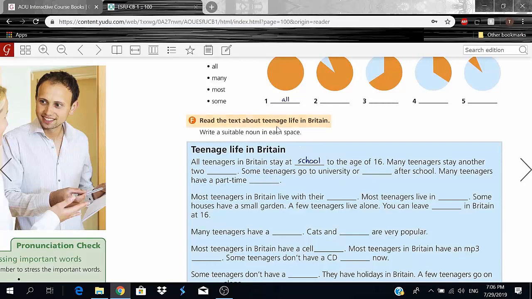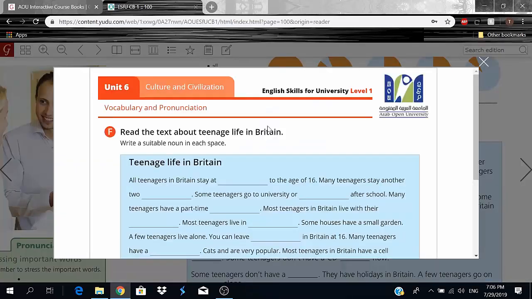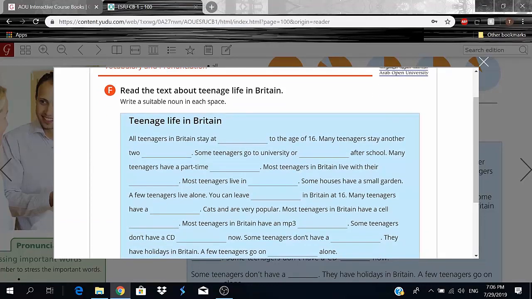So read the text about teenage life in Britain. Write a suitable noun in each space. Okay, so let's actually open this and read it together. And we'll just write the nouns down as we go. So we have all teenagers in Britain dash or stay at dash to the age of 16. So to the age of 16, I'm guessing the lowest is probably school. Okay, so all teenagers in Britain stay at school to the age of 16. Many teenagers stay another 2 dash. I'm guessing 2 years because most people finish when they're 18. So many teenagers stay another 2 years.